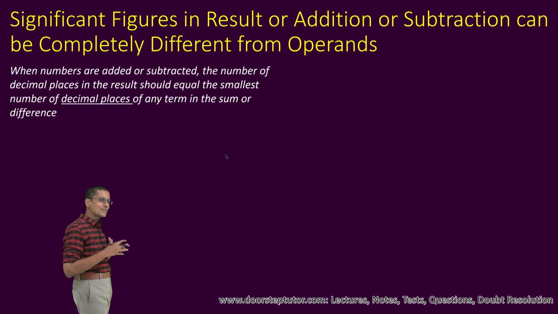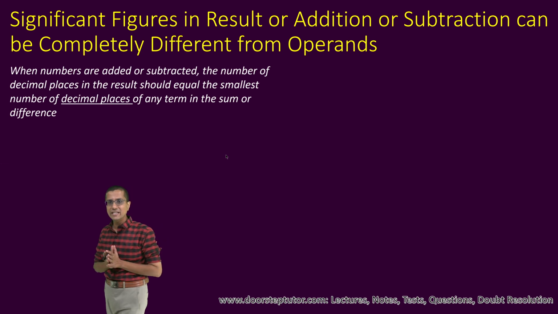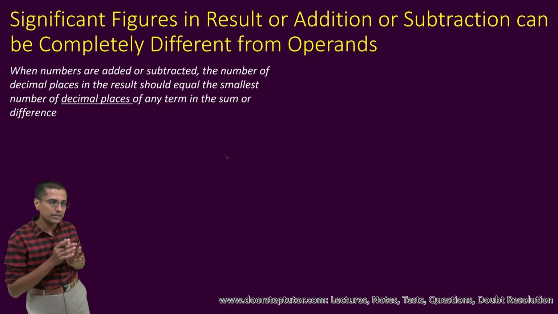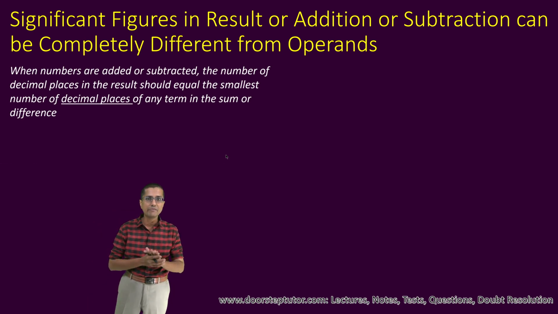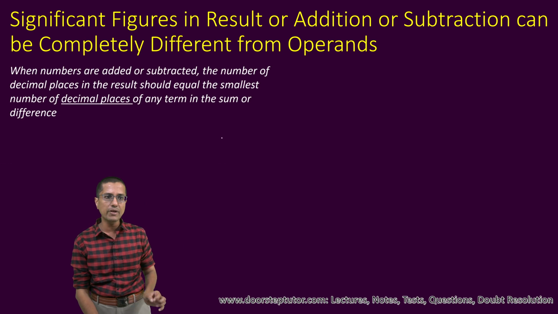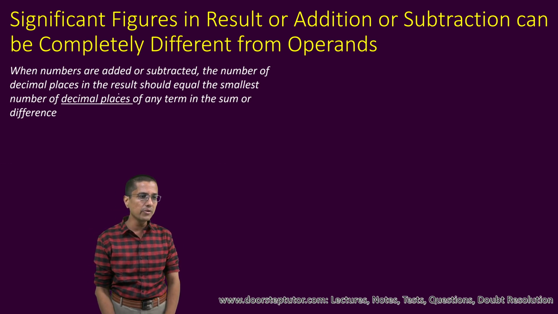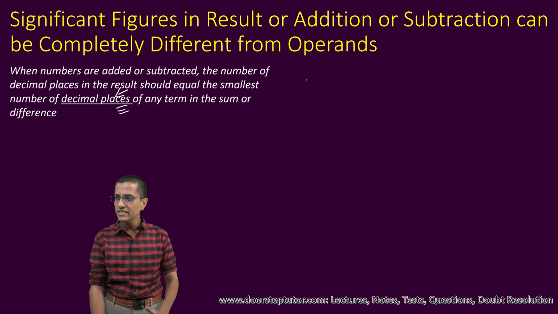So what happens to the number of significant figures when we are doing addition and subtraction? That is the idea behind this class. When we are doing addition and subtraction, we do not look at significant figures at all. They can take on any value that they want, but we only look at the number of decimal places. Okay, so here is the first example.